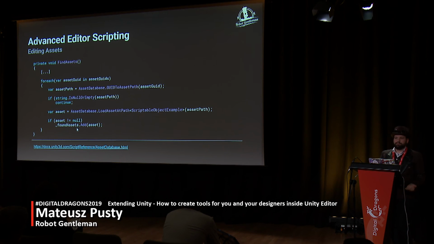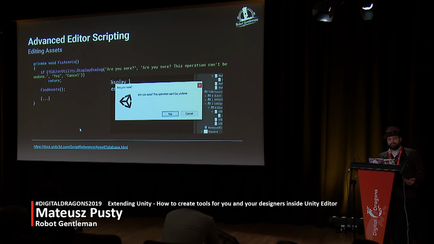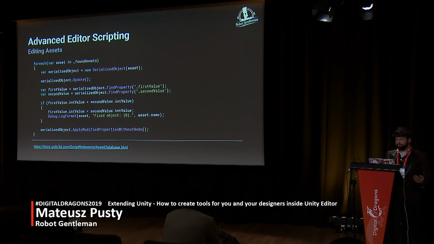And I'm adding them to the list that holds them. Then in fix assets, I'm using this editor utility display dialog method to display this "Are you sure?" message. Then I'm invoking find assets to make sure that all assets are found. And for every one of these assets, I'm creating a new serialized object so I can operate on the serialized values directly. I'm invoking the update.